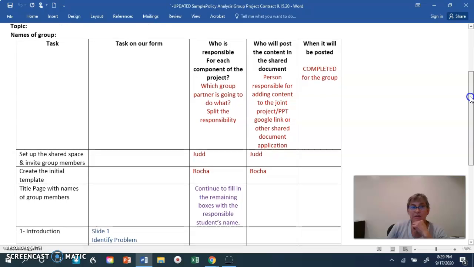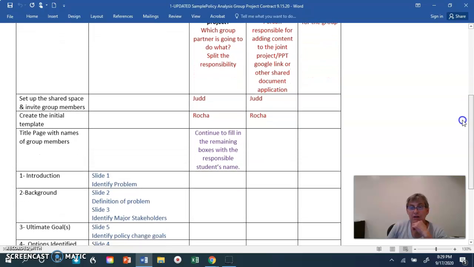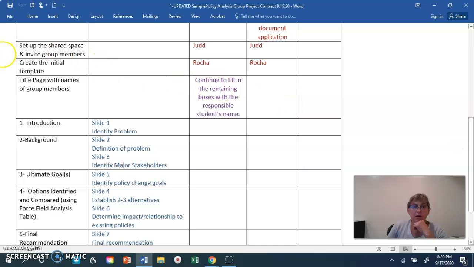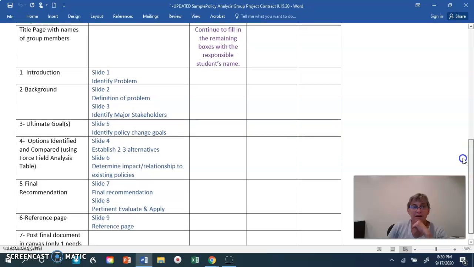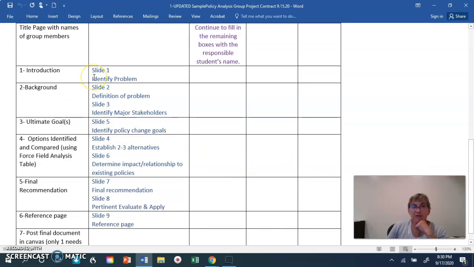But what I want you to understand is what the equivalency looks like for not doing a PowerPoint. So setup and shared space. Judd and Rocha are going to work on this project together. We're going to create an initial template, which there is one for you in the assignment, so you don't necessarily need to do that. And what it reflects, I'm sorry, my cursor's going to my other screen. What it reflects are, slide one was identify the problem, so that was the introduction, equivalency in a written document, which is what you're doing.